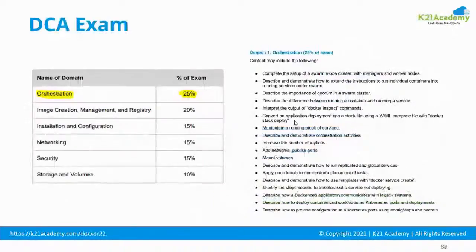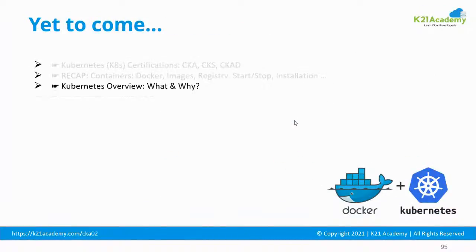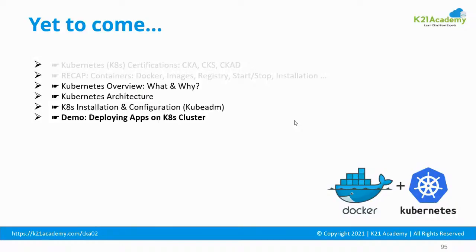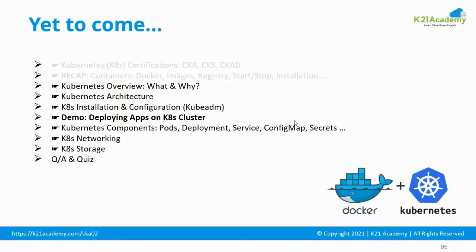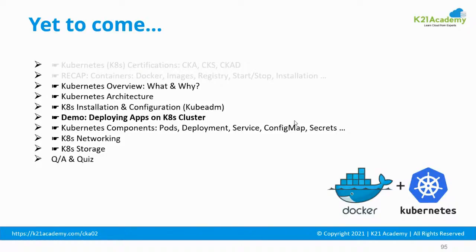Now the orchestration part, which is Kubernetes. We briefly touched on certifications and did a recap. Today's session covers the Kubernetes overview, what and why, and then the architecture of Kubernetes, including how to install and configure Kubernetes using kubeadm. We'll definitely do a demo. If time permits, we'll talk about Kubernetes components, but looking at the time frame, I might push the remaining topics to next week, and then we'll take up question answers as well.